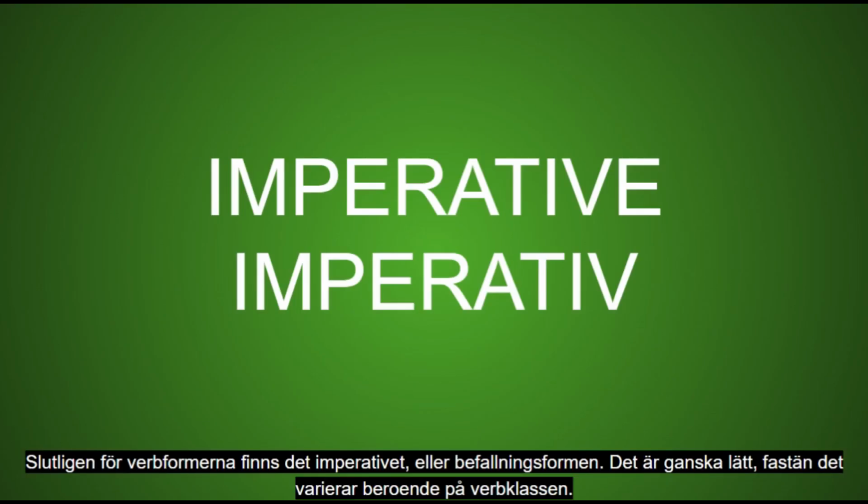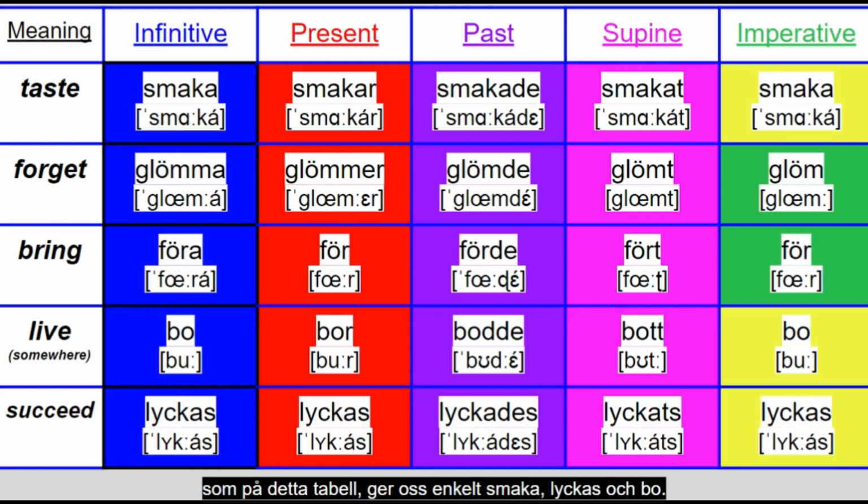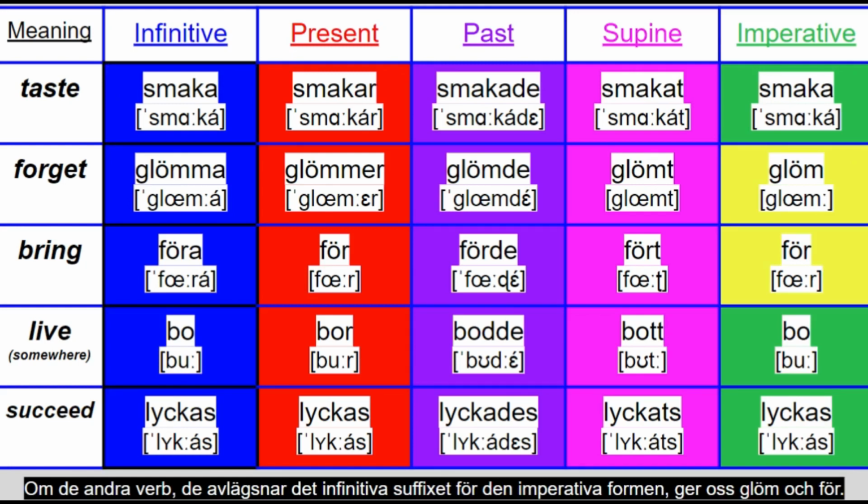Finally, for the verb forms, there's the imperative or the command form. This is pretty easy, although it does vary depending on the verb class. The a-verbs, as well as the ones that end with random vowels, stay how they are in the infinitive, which on this chart gives us just smaka, lyckas, and bo. For the other verbs, they remove the infinitive suffix for the imperative form, which gives us glöm and för.